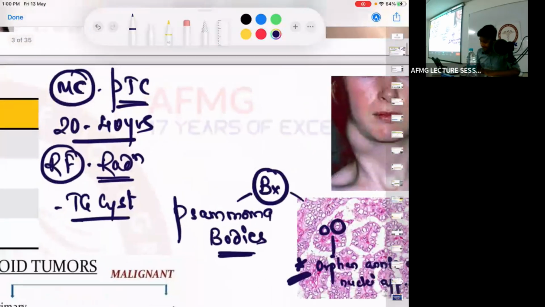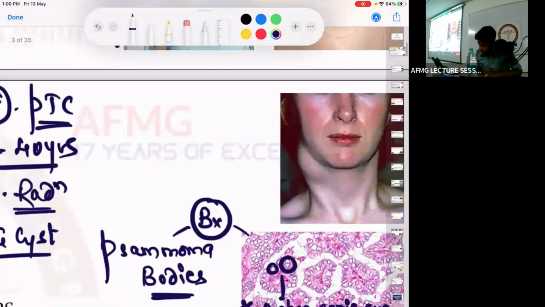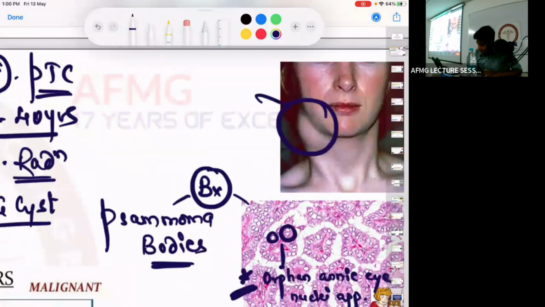Then if there is a metastasis from the papillary thyroid cancer, it can be by direct invasion, lymphatic route or hematogenous route. Mainly it is by the lymphatic route. So if there is lymphatic spread from the papillary thyroid cancer to a cervical lymph node, this is called as lateral aberrant thyroid.